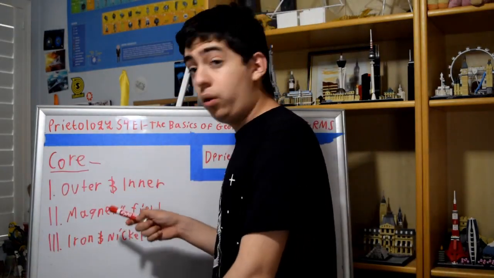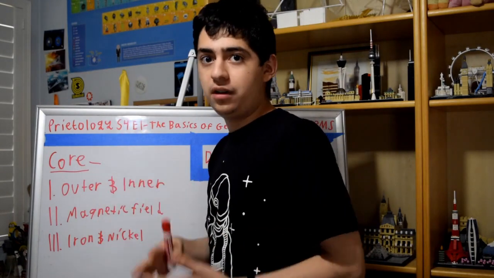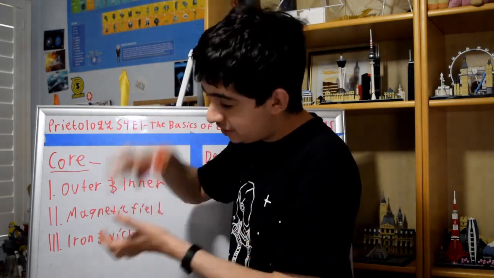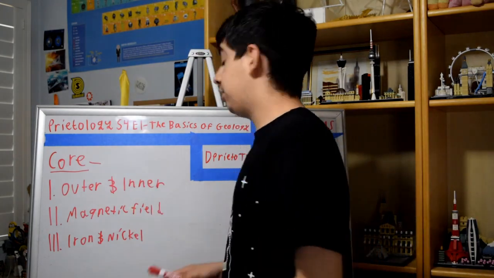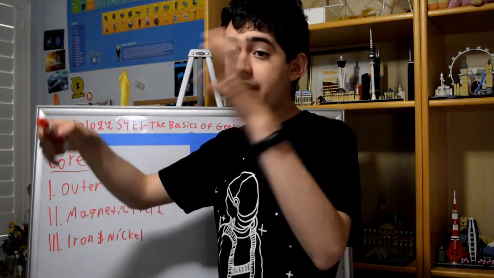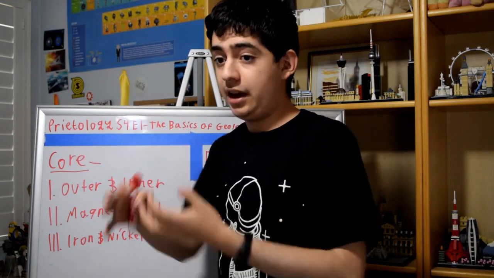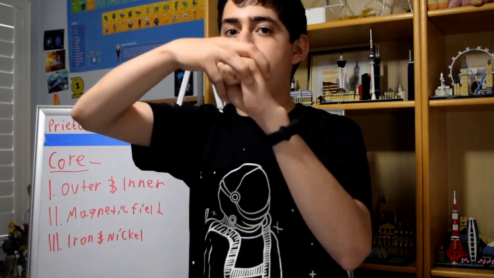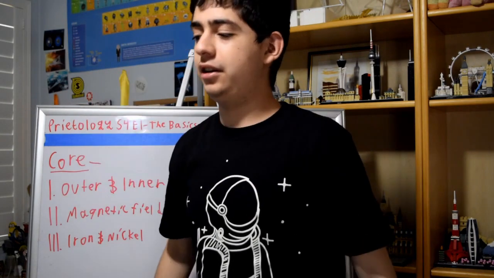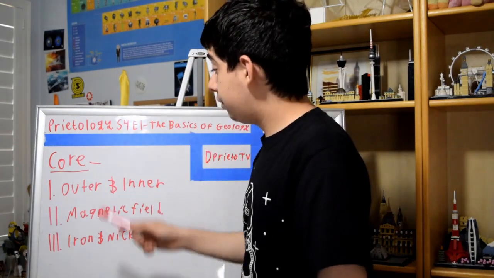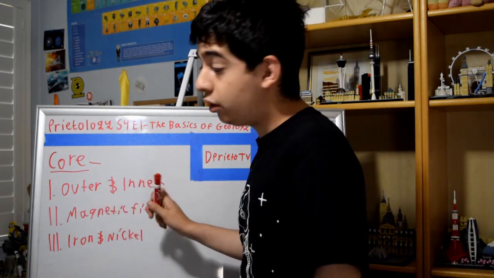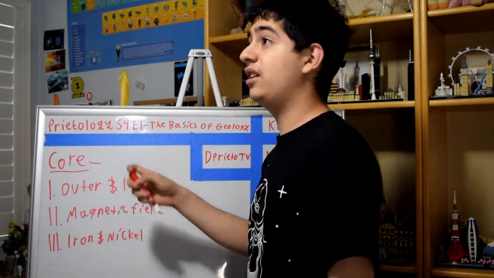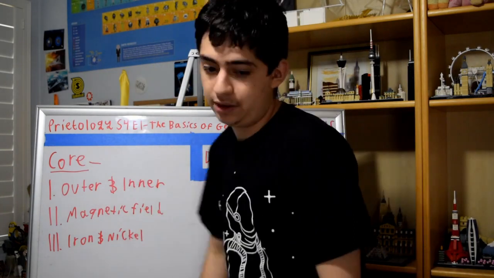Alright, our core is literally the core of the Earth. It's the absolute center of the Earth, as far as you can go. It's divided also, like the mantle, into an outer and inner core. The inner core is completely surrounded by the outer core. It's divided, so the liquid core is the outer and the solid core is the inner core. I'm going to stop making analogies. You guys can get it.